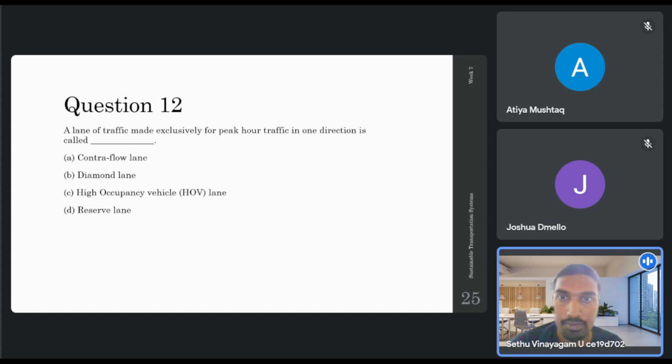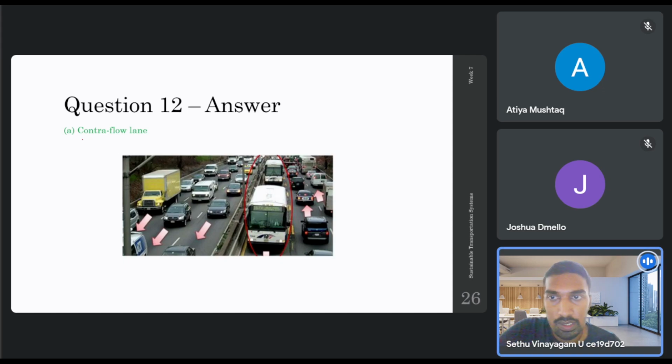Okay, so we have one more for A, contra flow lane. Okay, any other answers? Okay. So the right option is option A. It is the contra flow lane.